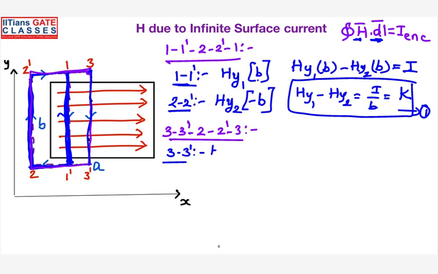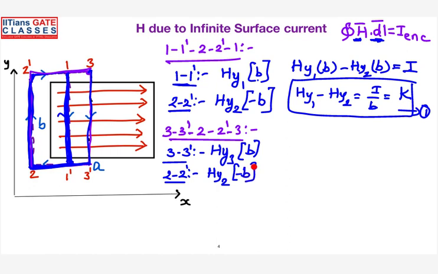So let me define that magnetic field component as Hy3 into the length B you have covered. Same as that. And again, when you are moving from 3 prime to 2, you are moving perpendicular to the sheet, so your H dot dl becomes 0. Again, 2 to 2 prime is the same as Hy2 into B.